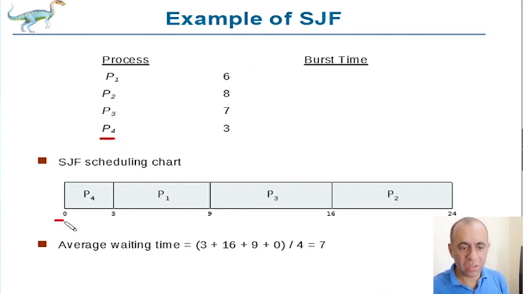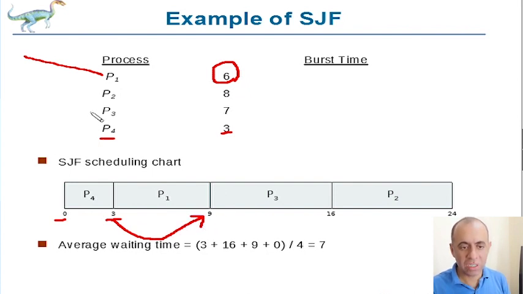P4 went into the CPU at 0, spent 3 time units and came out of the CPU. Then we sent the second process, P1. It had to spend 6 time units in the CPU. Starting from 3, it took 6 time units and ended at 9.